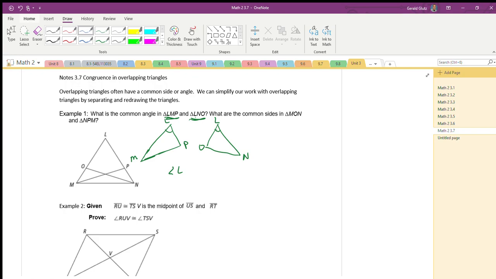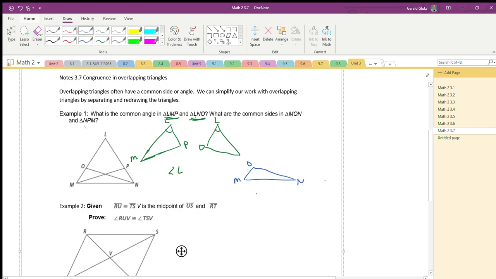And then they ask, what are the common sides in MON and NPM? So MON, if I redraw that, I'm going to do that over here. So MON, and then I'm going to redraw NPM, so N, M, and P. So which side do they have in common? MO, no. ON, no. MN, yep, they both have MN.